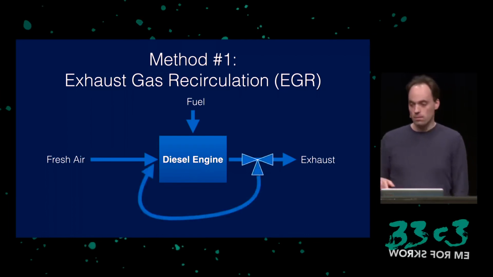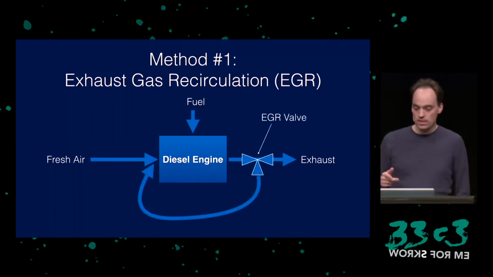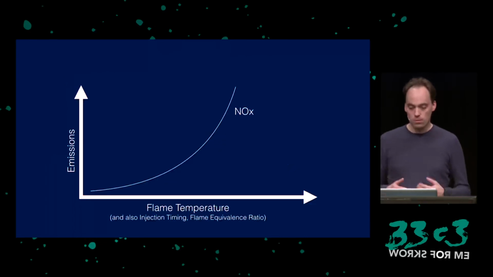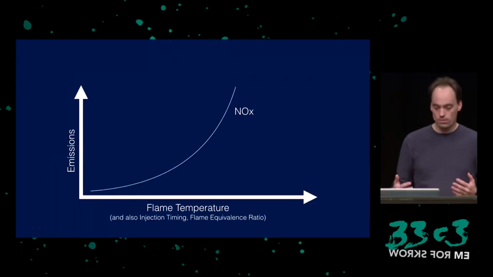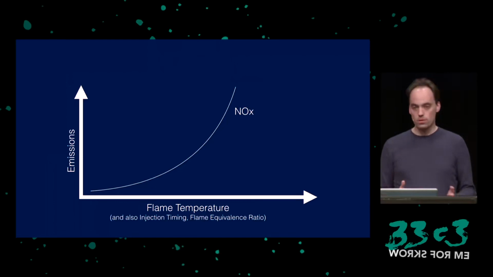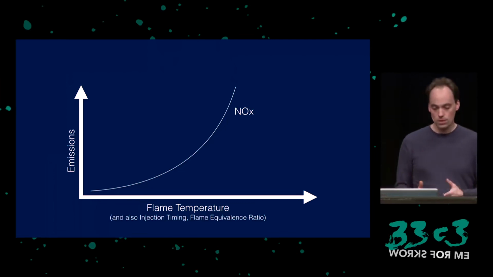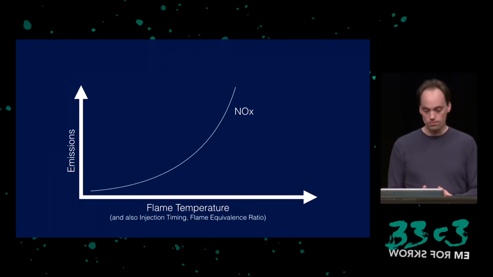So we added an EGR valve, which is basically a valve that causes a fraction of the outgoing air to recirculate again through the engine and burn again. What this causes is that the flame temperature goes down. And if we look at the relationship, it's very simplified here, but with a lower flame temperature, you get fewer NOx concentration. So you improve emissions by lowering the flame temperature.